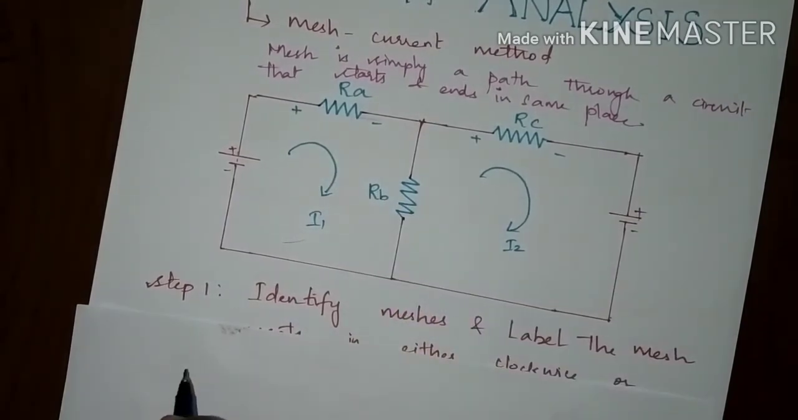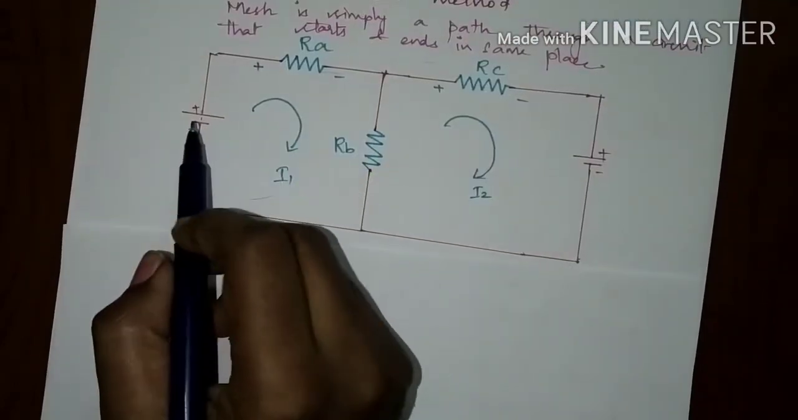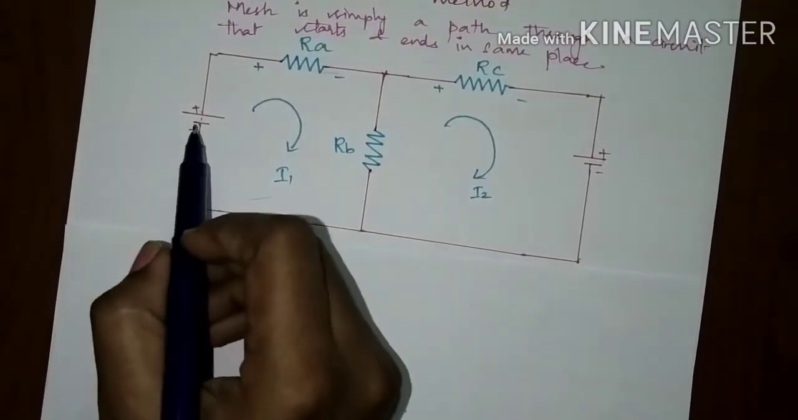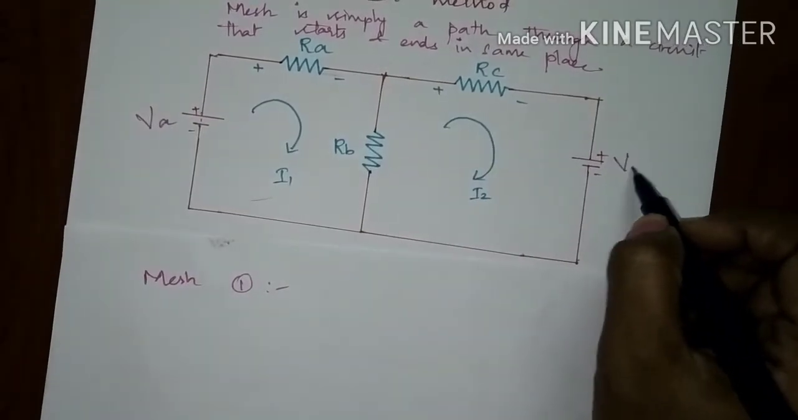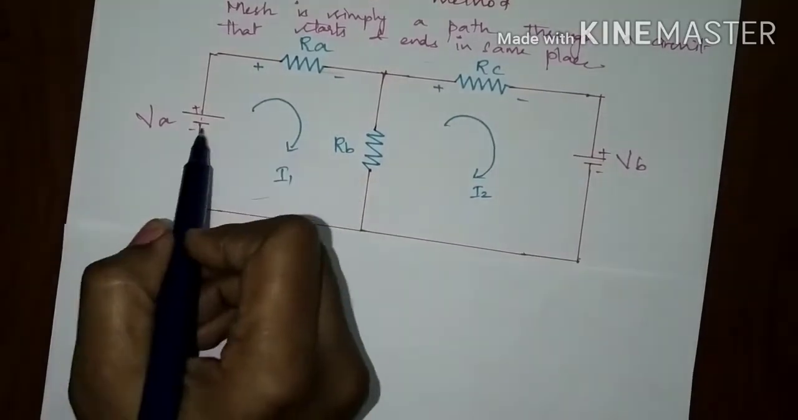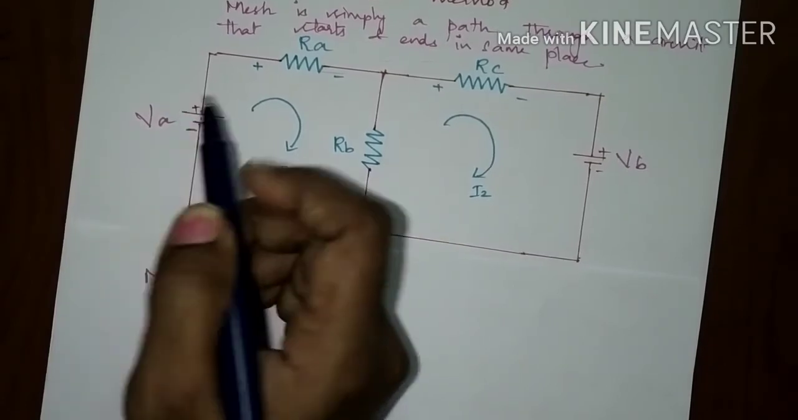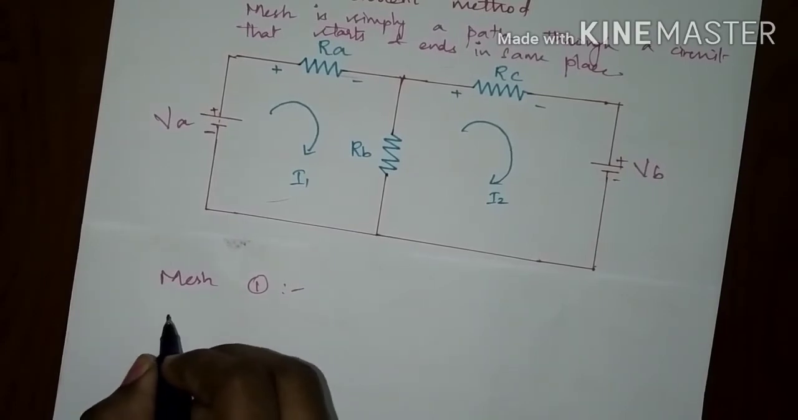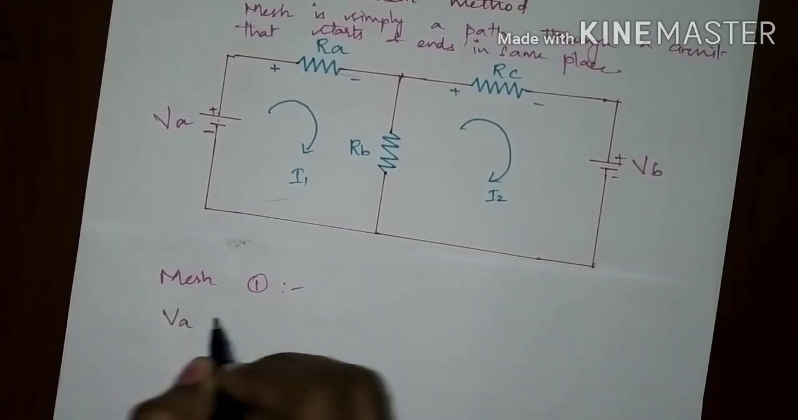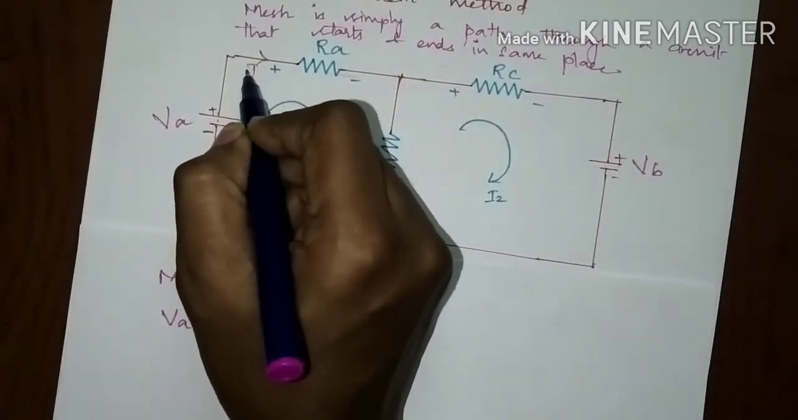Now we can write the mesh equation for the first mesh, mesh 1. Apply KVL, starting from here. Assume this voltage as VA and this as VB. It is going from negative to positive, so the voltage has increased; there is a potential rise. As I already discussed in KVL, potential rises are represented with a positive value. So positive VA. The current flows from here and enters RA.